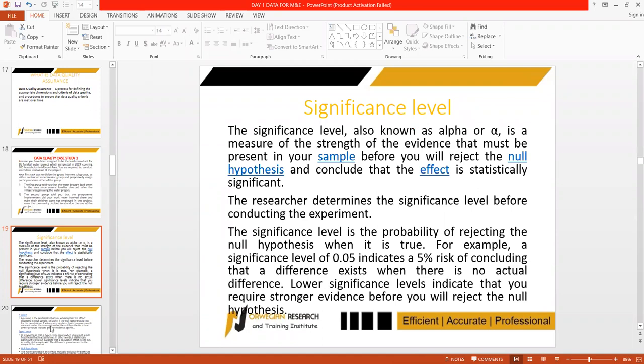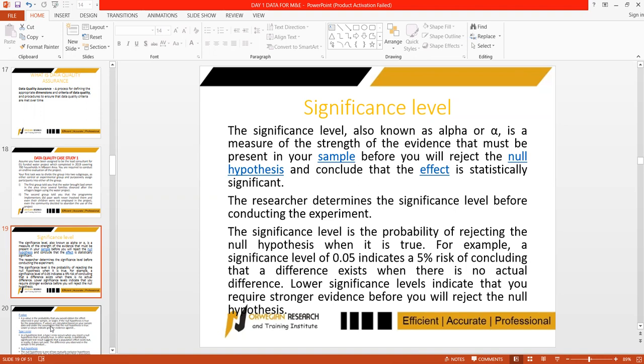Another term that I want to introduce to you is the term significance level, because today is a matter of familiarization with the key terms in my study. Now, significance level, also known as alpha, is a measure of the strength of the evidence that must be present in order for us to reject the null hypothesis and conclude that the effect is statistically significant. Yeah, so this is the meaning of significance level.